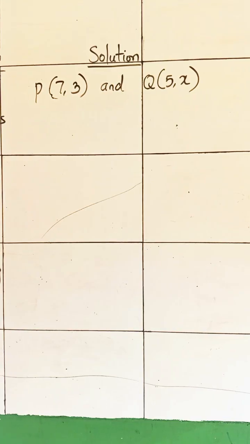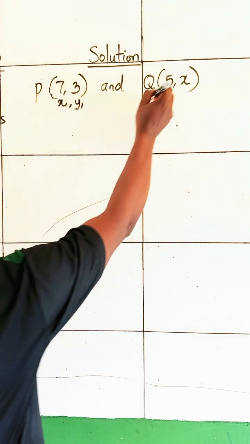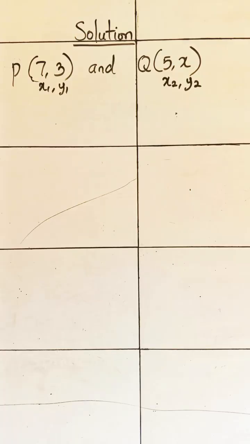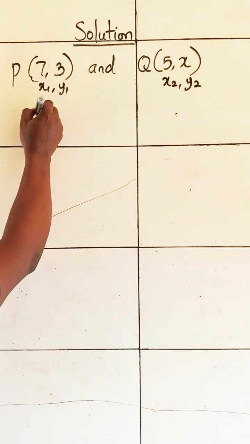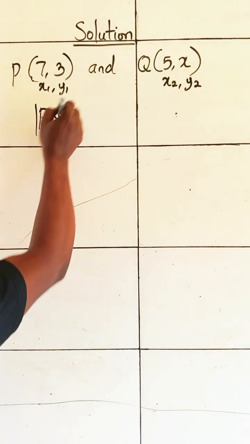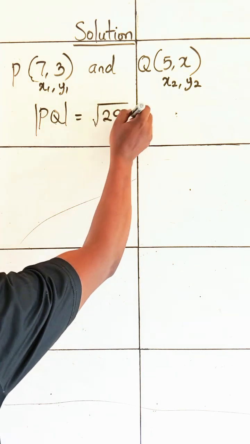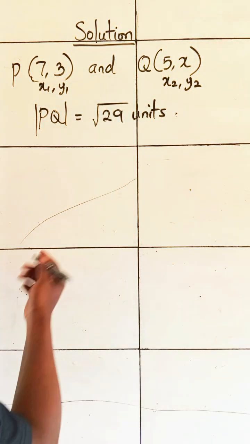So now I have the two coordinates, coordinate P and coordinate Q, which I'm going to label as x1, y1, and this is x2, y2. So I have labeled it x1, y1, then x2, y2. Remember, the distance PQ is also given as square root of 29 units. So we write the formula for distance in a Cartesian plane.